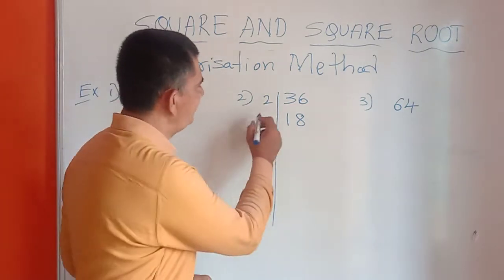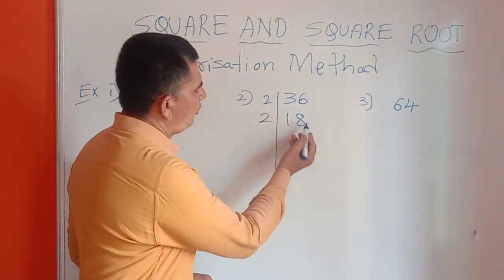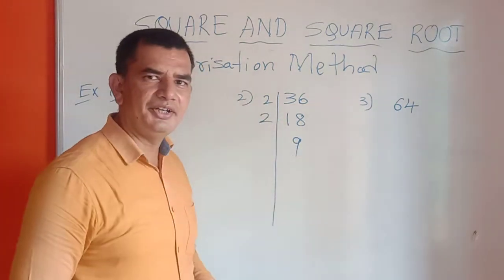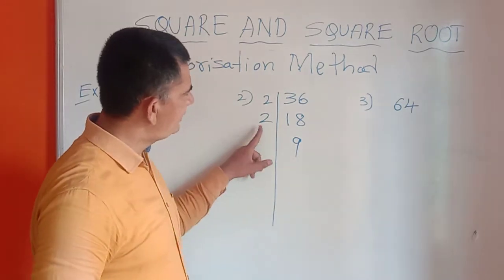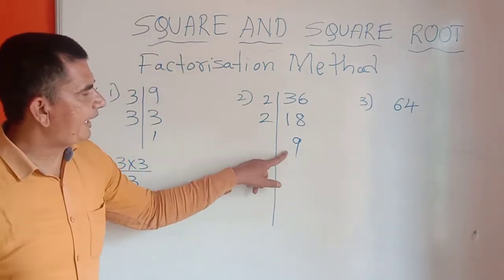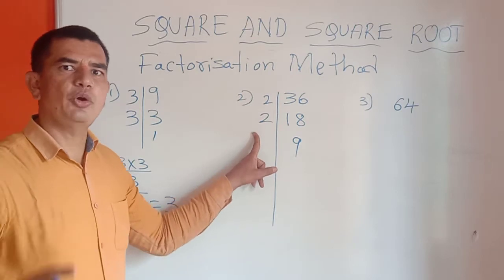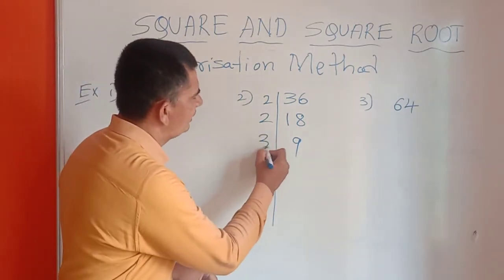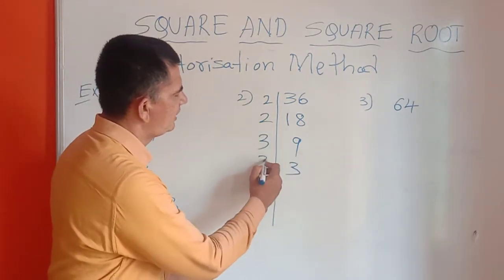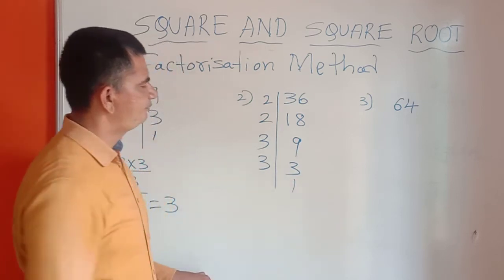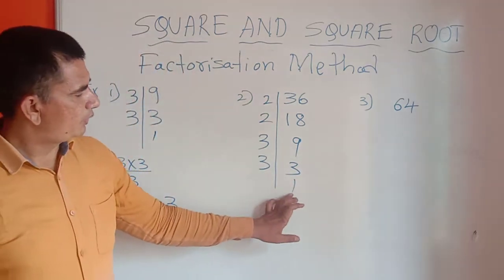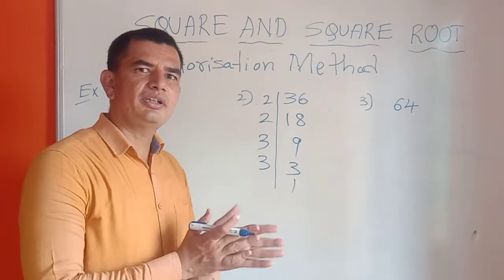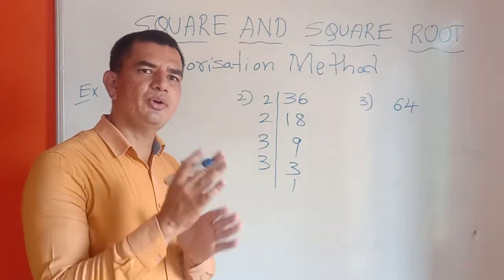Friends, now let's see. 2 9s are 18. Next, is it possible to divide 9 by 2? It is not possible, so I have to take 3. 3 3s are 9. 3 1s are 3. Now we got 1 here. Until we get 1 we have to continue. If you get 1, we have to stop.